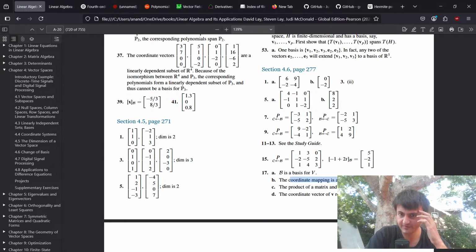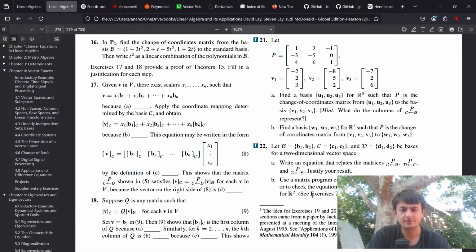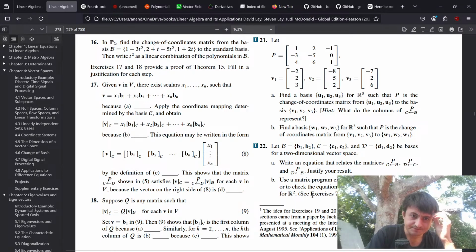Coordinate mapping is linear transformation. Okay, so I said definition of linear combination, but also matrix-vector product definition. And then the coordinate vector v relative to B. What is that?